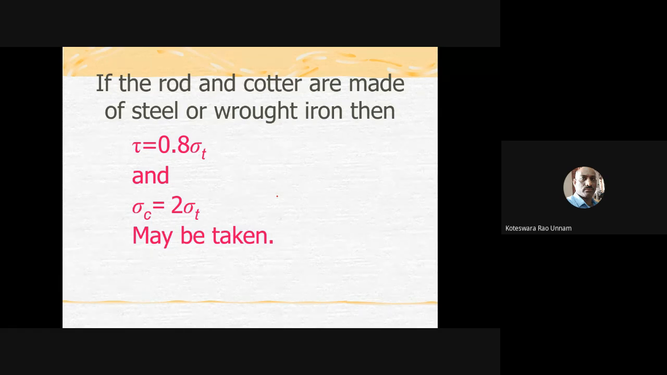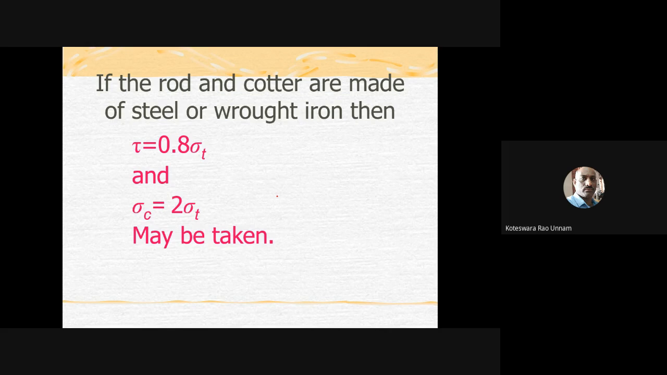So now coming to how to use the data book from the examination point of view. As already told, they will give you the P value. Sometimes they might not give the sigma t, sigma c and tau values. If they have given those values, then that is one thing. If they are not given, then you need to find the sigma t value from the data book, then use these empirical relations to find tau and sigma c.